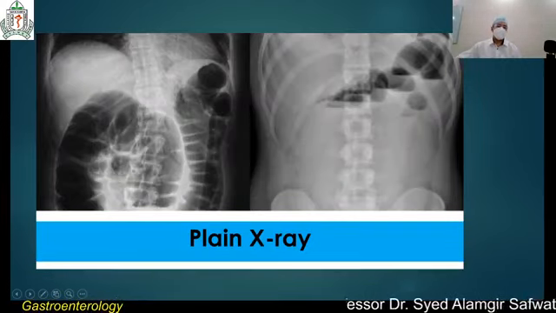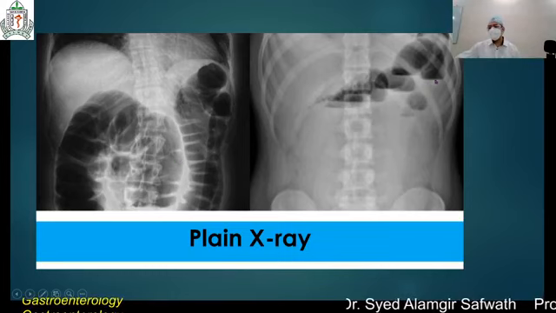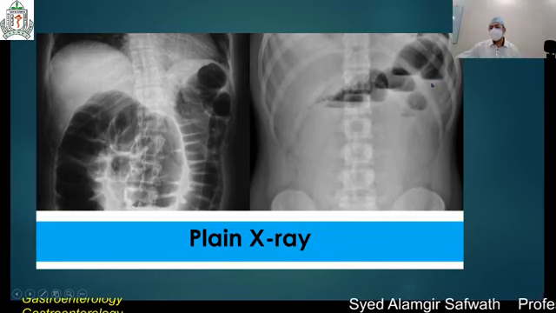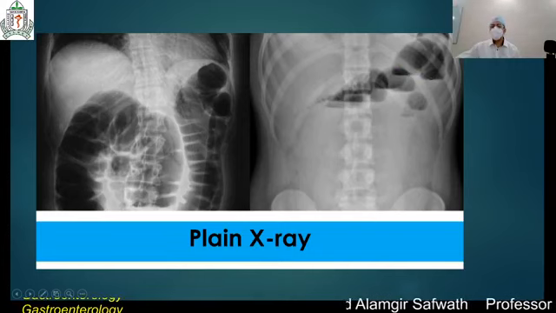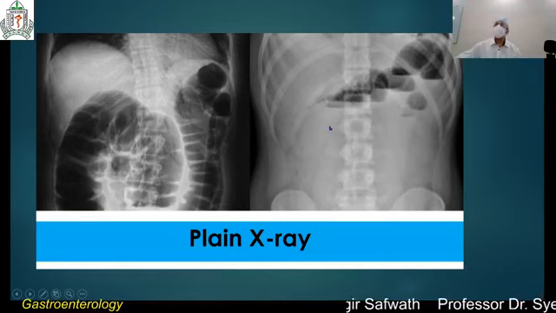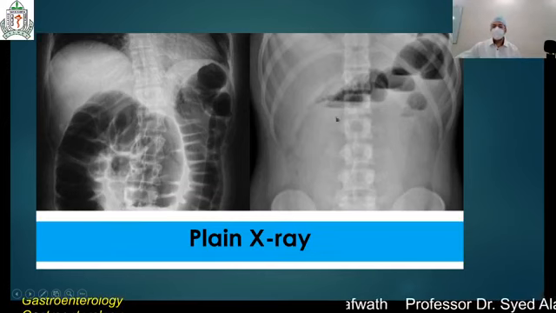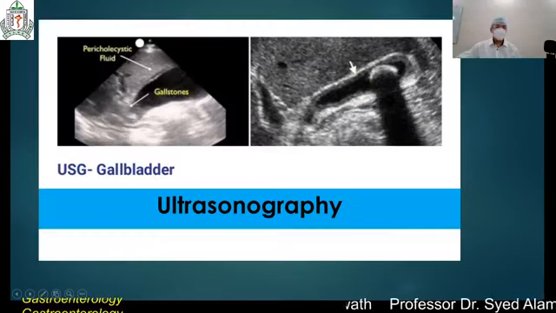Here you see that there are hugely distended gas-containing bowel loops. And here are some very important features like air fluid level. This is fluid level, this is air. This is fluid level, this is air. We used to call it air fluid level. So here are multiple air fluid levels, suggesting intestinal obstruction. Both these x-rays are showing intestinal obstruction.